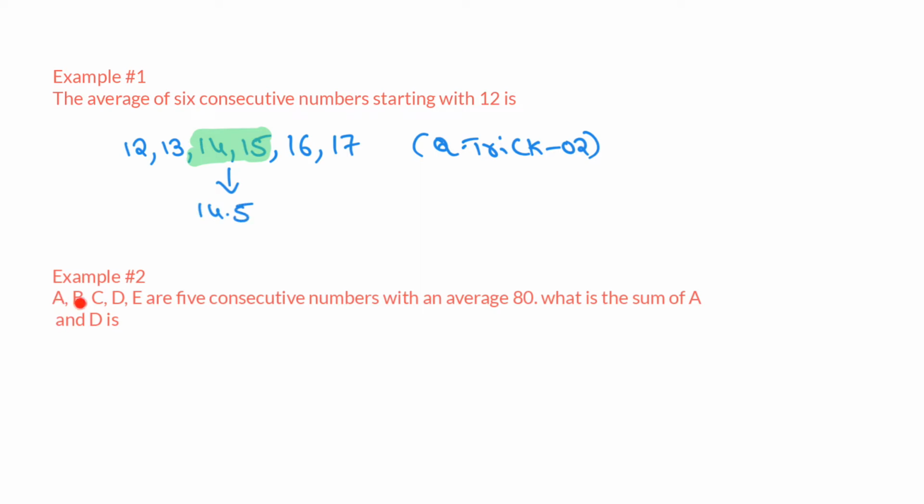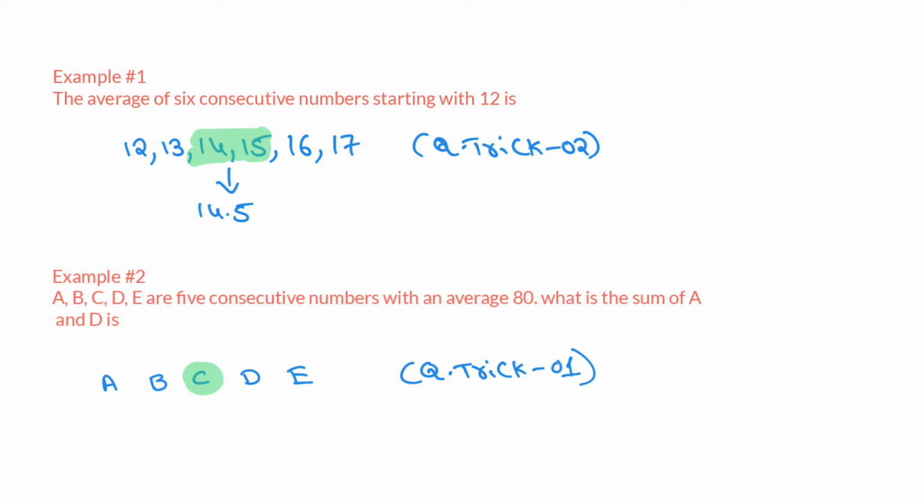Next example, A, B, C, D, E are 5 consecutive numbers with an average 80. What is the sum of A and D? In the problem definition, 5 consecutive numbers which are designated as A, B, C, D, E are given to us and their average value is 80. From quick trick 1, we know this is the trick which belongs to a count of odd numbers. From this trick, we can say that the middle number will be the average value. So the value of C is 80.